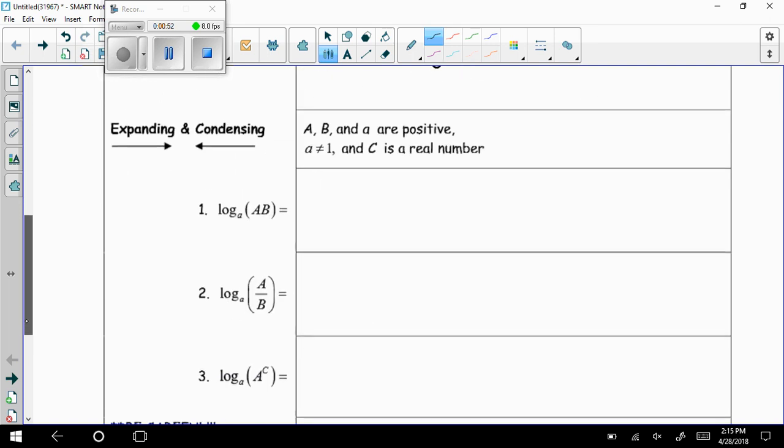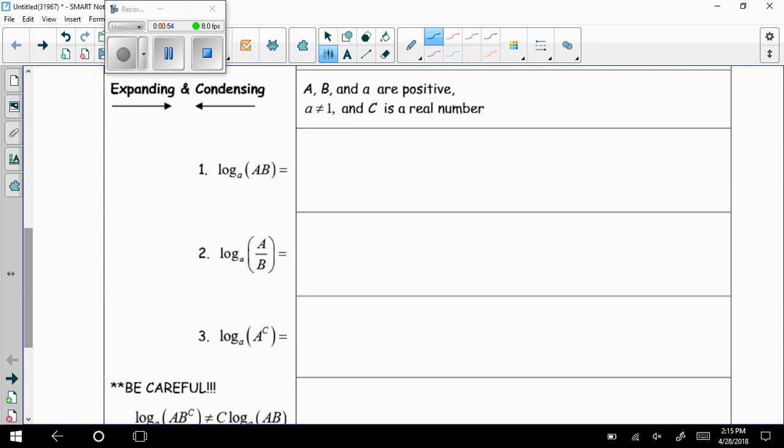As we talk about expanding and condensing, there are three rules that we typically use. The first one is if we have a product inside of that logarithm. And what we're able to do is rewrite this as log base A of A. And notice that that multiplication becomes addition. And this is log base A of B.